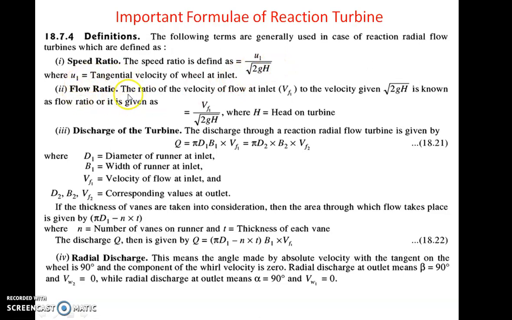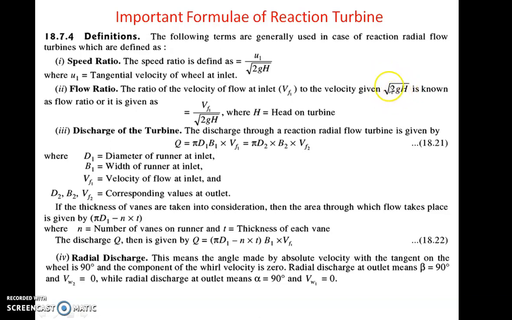There is one more term added in case of reaction turbine, that is called the flow ratio. So speed ratio is the ratio of runner velocity to root 2gH. While the flow ratio is the ratio of flow velocity Vf1 to root 2gH, which is the theoretical velocity of water.